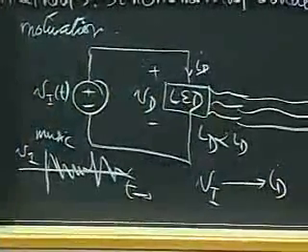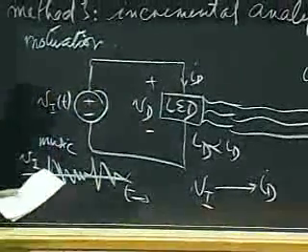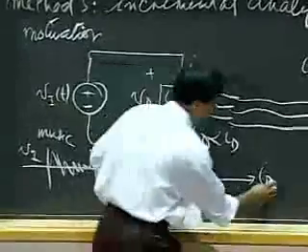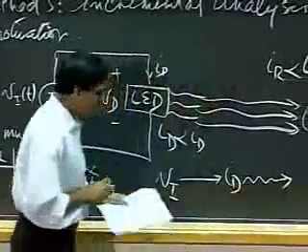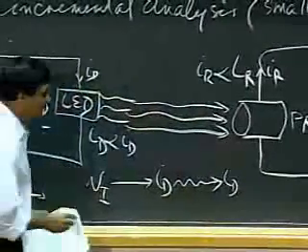That gets converted to some ID. These are all time-varying signals. So VI is a time-varying signal, so is ID. And ID gets converted to light of some intensity LD.